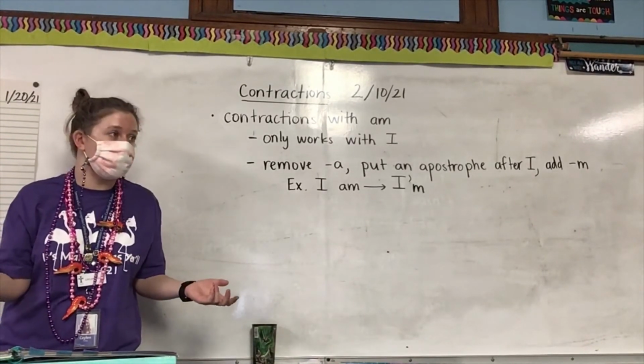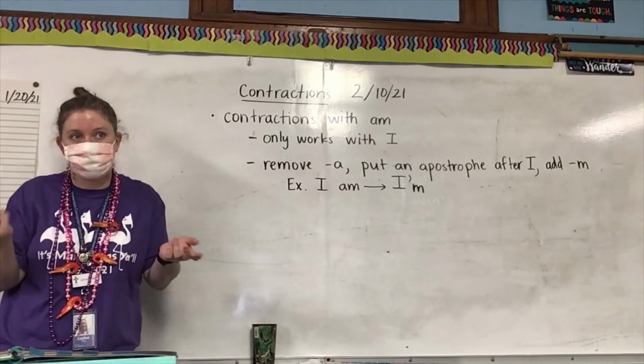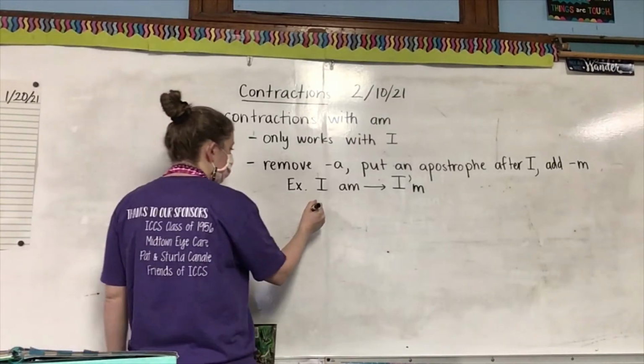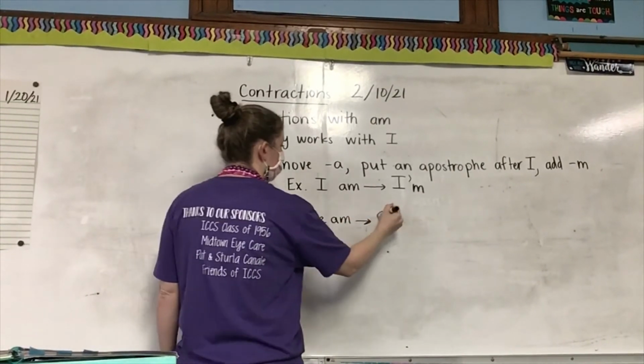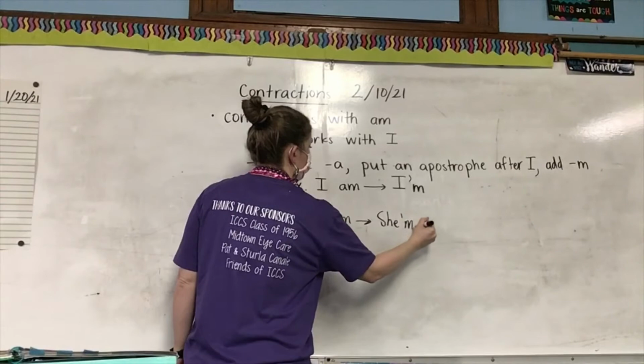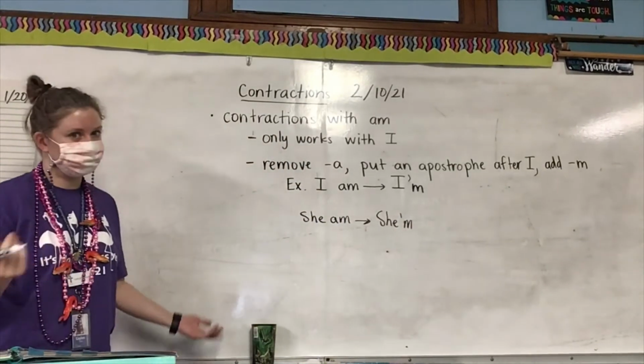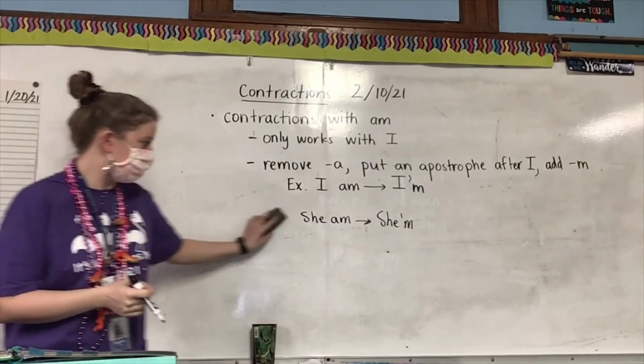Okay, that's it for contractions with am, because that's literally the only one we can make. There's no other one we can make. If you do, you're wrong. There's no such thing as she am, which means there's no such thing as sheem. It just doesn't exist.